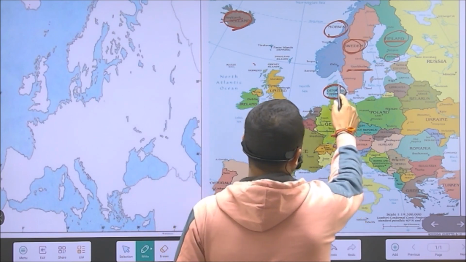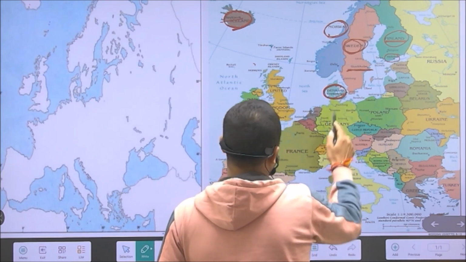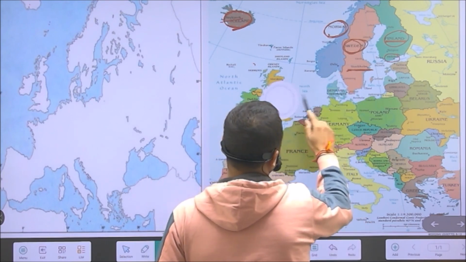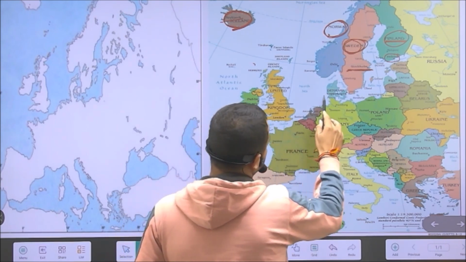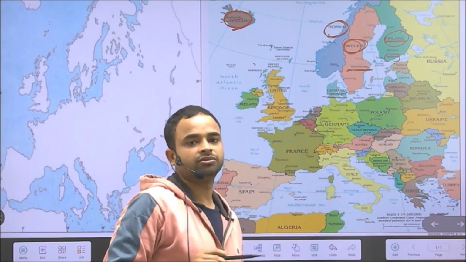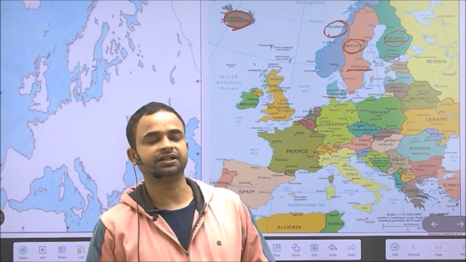Here Denmark is situated, and Copenhagen is the capital of Denmark, which is popularly known as the key of the Baltic Sea.